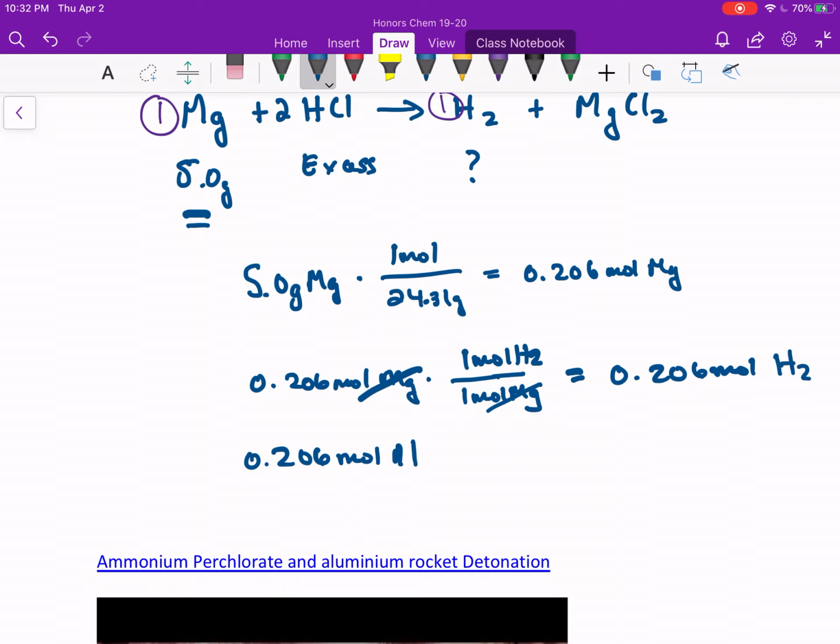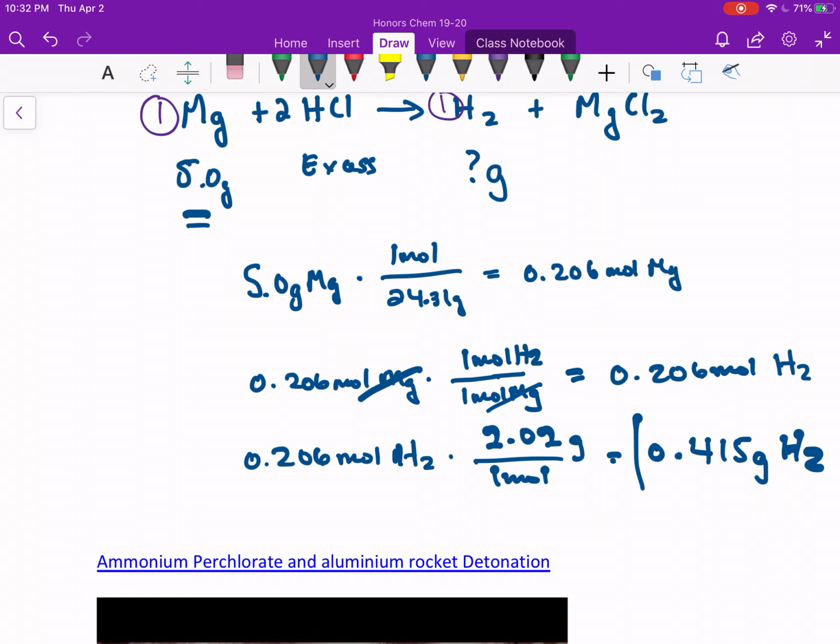So now I have that many moles of hydrogen gas, but I don't want moles, I'm looking for grams. And so now I know that for every 1 mole, I have 2.02 grams. And so this is going to give me a whopping total of 0.415 grams of H2. So that's how many grams of H2 I would be able to make.